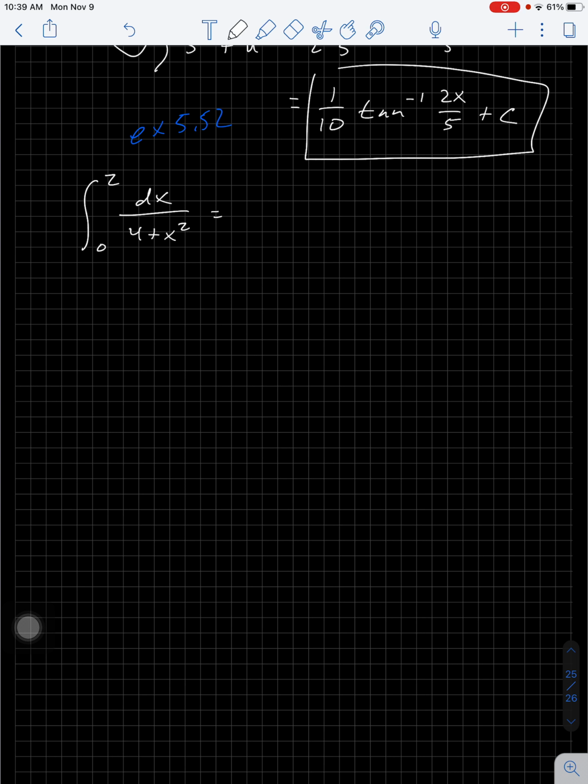All right, so again, we're trying to match this up. I want to write things as things squared. So dx over, this is going to be 2 squared plus x squared.